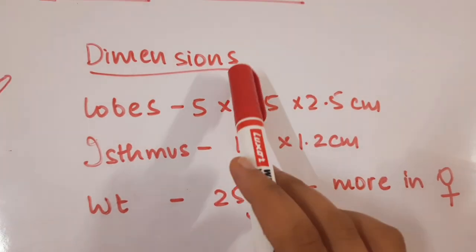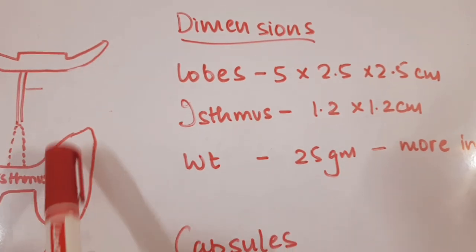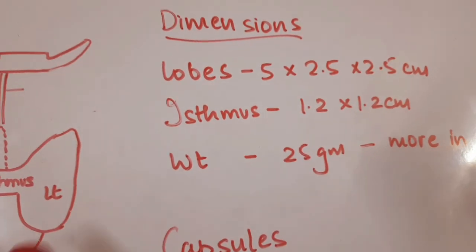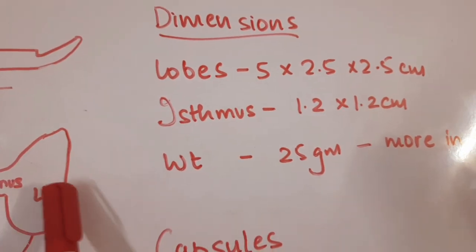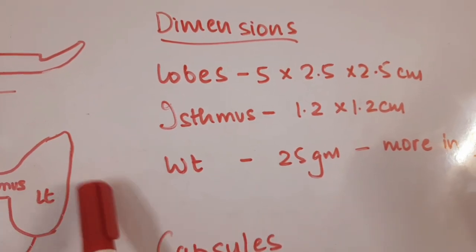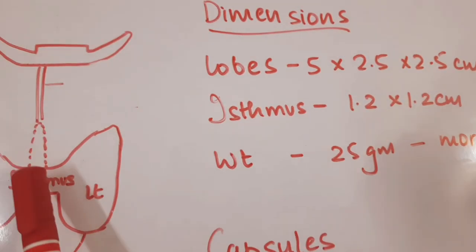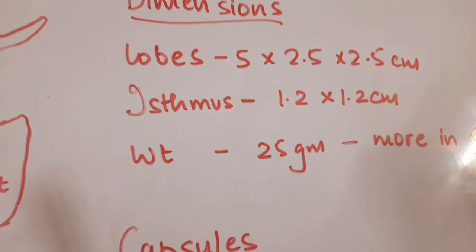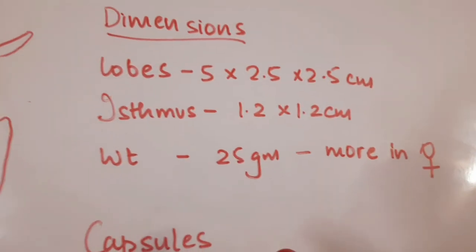If we look at the dimensions of the gland, each of the lobes measure 5 centimeters by 2.5 centimeters by 2.5 centimeters. That is the dimension of the lobe, 5 centimeters in length, 2.5 in width and 2.5 in thickness. And the isthmus measures 1.2 by 1.2 centimeters. The average weight of the thyroid gland is 25 grams, but it is more in females usually.